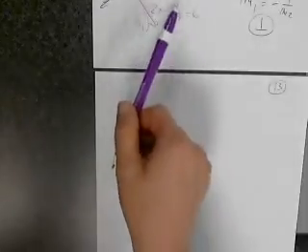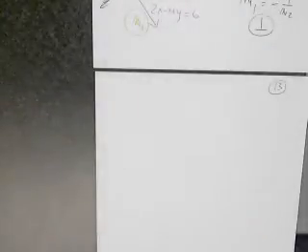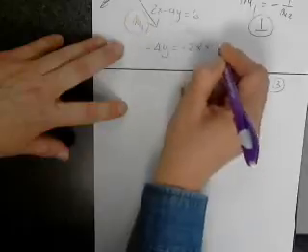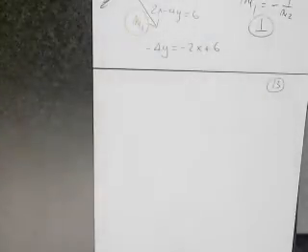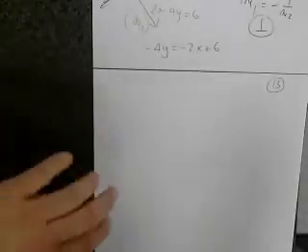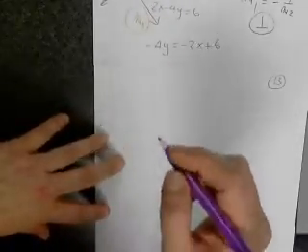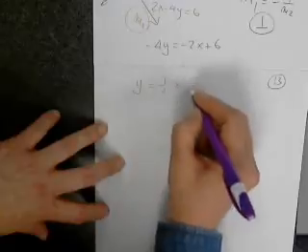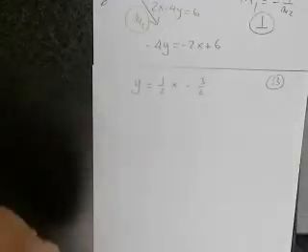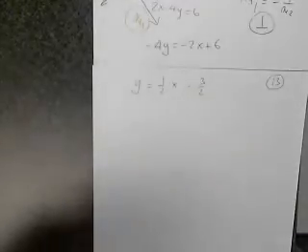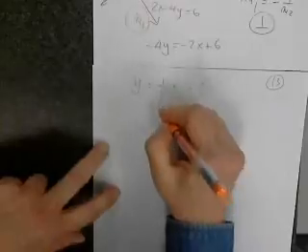What should I do to this equation to find M1, to find the slope? Solve for y. Exactly. So then negative 4y equals negative 2x plus 6. I moved 2x to the other side. And now I must divide both sides by negative 4. y equals 1/2 x minus 3/2. So therefore, I have M1. How much is M1?